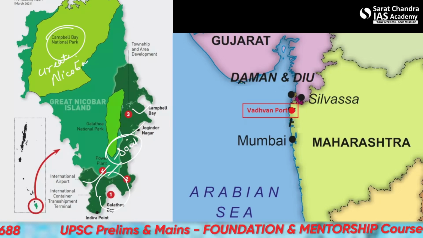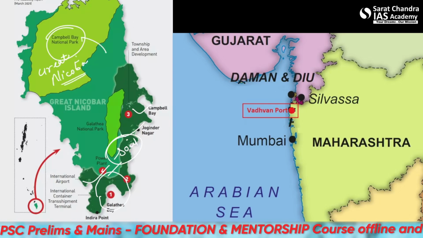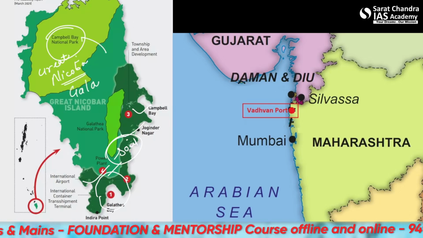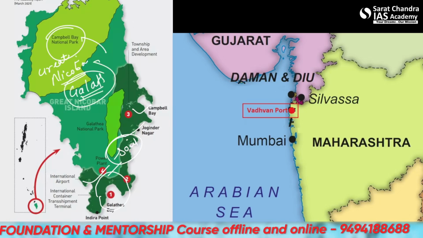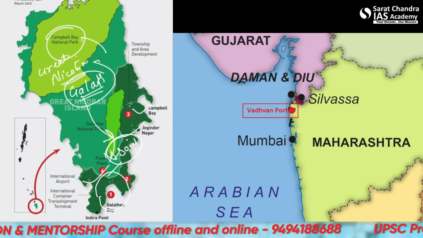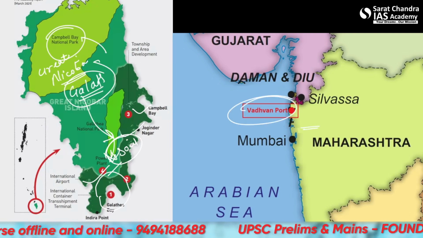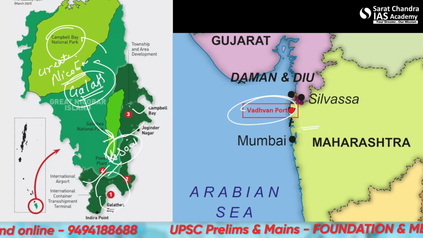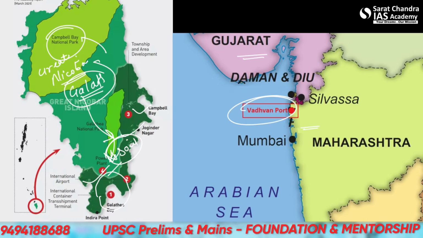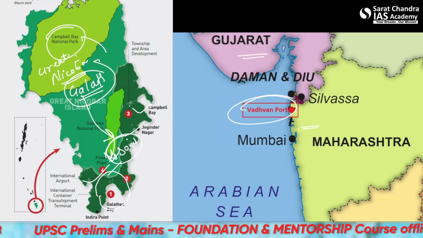Great Nicobar Island. So Campbell Bay is also here and Galathea Bay is also here. I hope you can all see the Galathea Bay. It is here in the south. Alright. Now we talk about the Vadhavan port. So it's in Maharashtra. It's under construction. Alright. We saw two ports in the Gujarat also. The Deen Dayal and the Tuna Tekra.